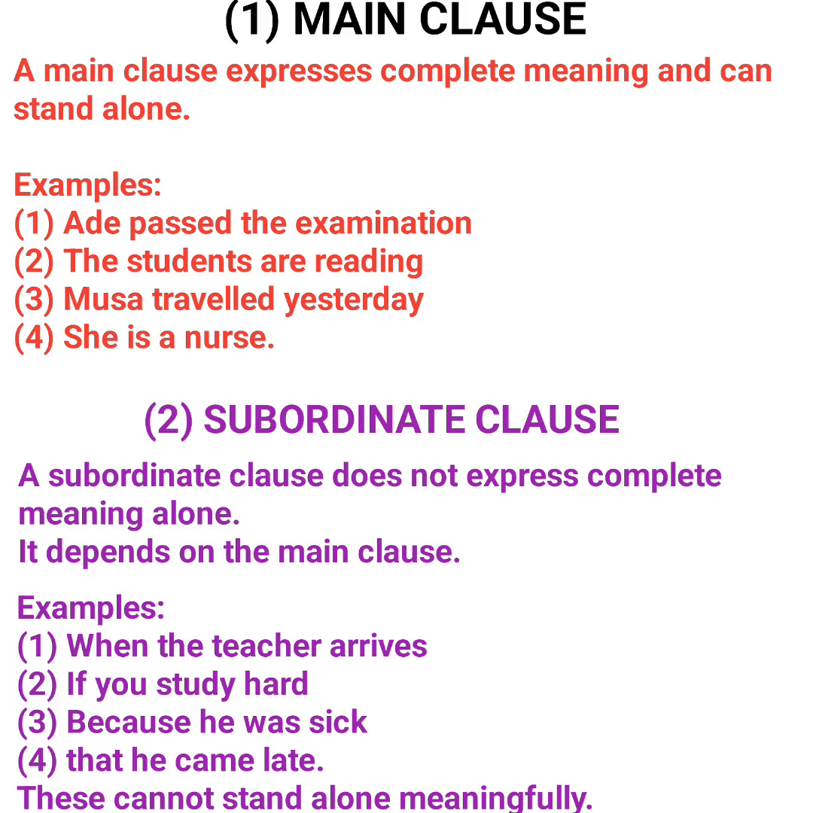The first one, as I said earlier, is main clause. A main clause expresses complete meaning and can stand alone. For instance, Ade passed the examination. The students are reading. Musa traveled yesterday. She is a nurse. All these four examples, have you seen that they can stand alone to give us a meaningful sentence? So they are main or independent clauses. They are called so because they can stand alone in a sentence.